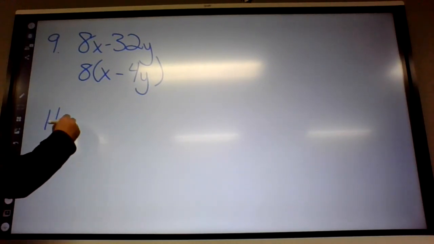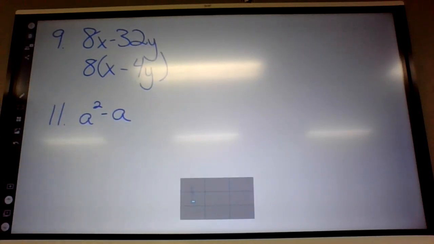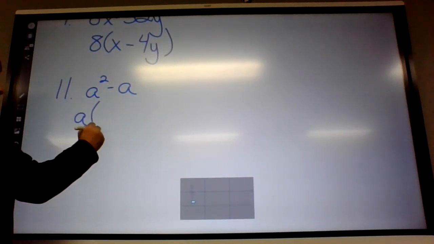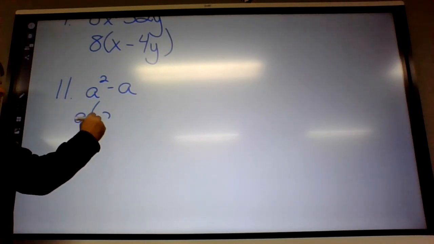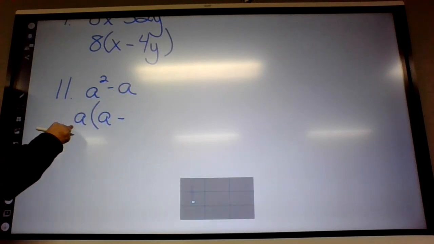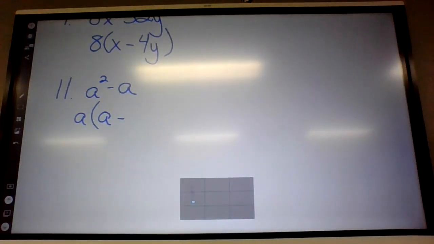a squared minus a. Here's a letter. What can I divide out of both of those terms? a. What is a squared divided by a? a. Minus what's a divided by a? a divided by a is 1. It's like 5 divided by 5. Anything divided by itself is 1.